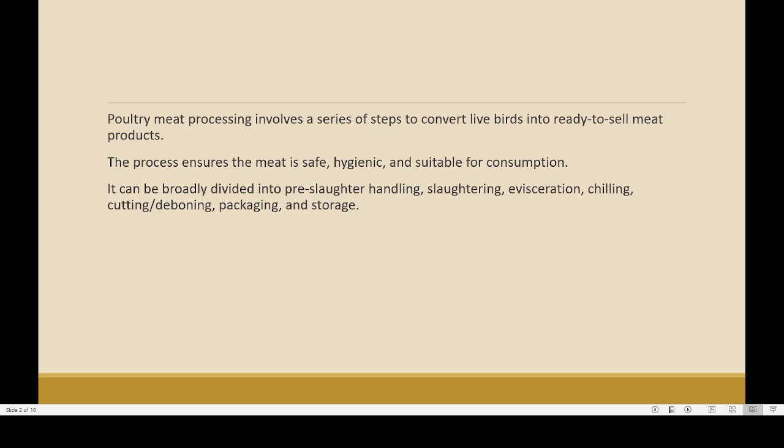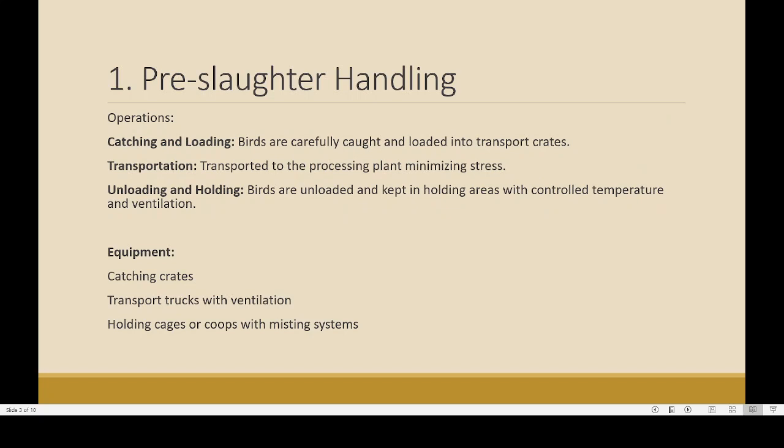So we will see what the main steps are. One is pre-slaughter handling. Slaughter actually means killing, and before the killing, the birds have to be carefully caught and loaded into transport crates. Then they are transported to a processing plant, minimizing the stress. Everybody will write like that, but there will be a lot of stress. Everybody knows that. Then unloading and holding. The birds are unloaded and kept in a holding area with controlled temperature and ventilation.